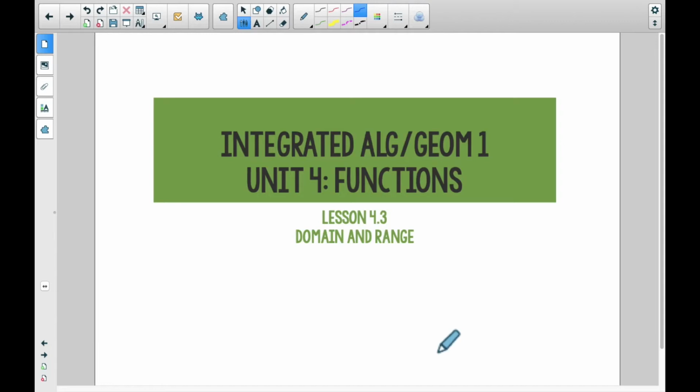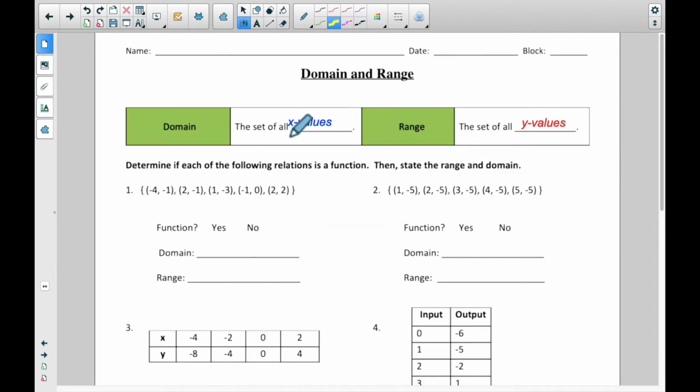Hi everyone, in this lesson today we're talking about lesson 4.3, which is domain and range. The most important thing to know about domain and range is domain is all of the x values and range is all of the y values. You can remember it because they're in alphabetical order. Domain, D, comes before R, and x comes before y. That's kind of how I remember it.